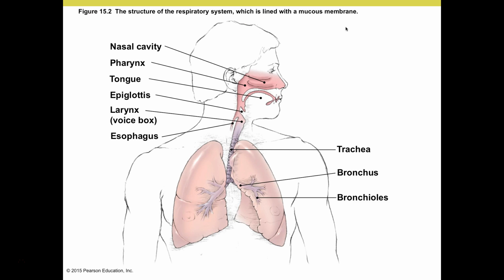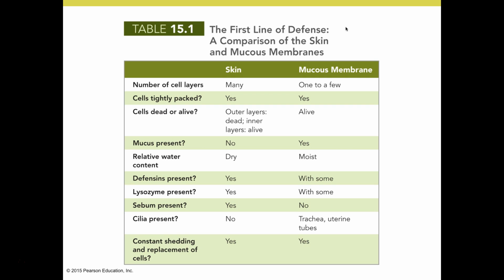This is the structure of the respiratory system, which is also lined with the mucous membranes. This table gives you the first line of defense, which is the comparison between the skin and the mucous membranes.